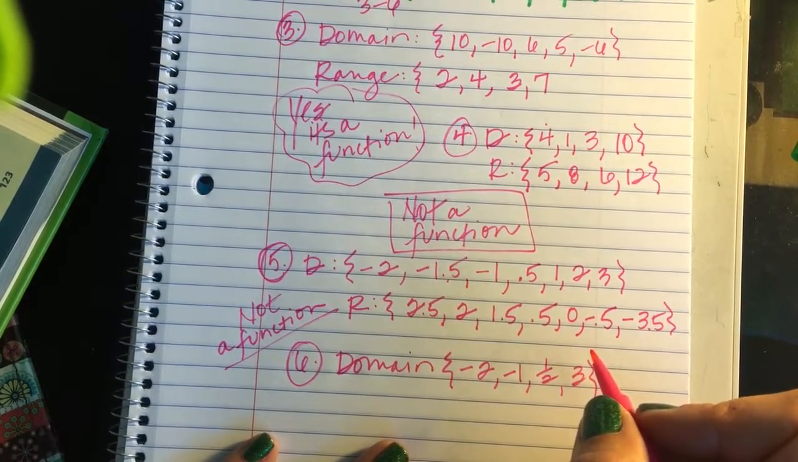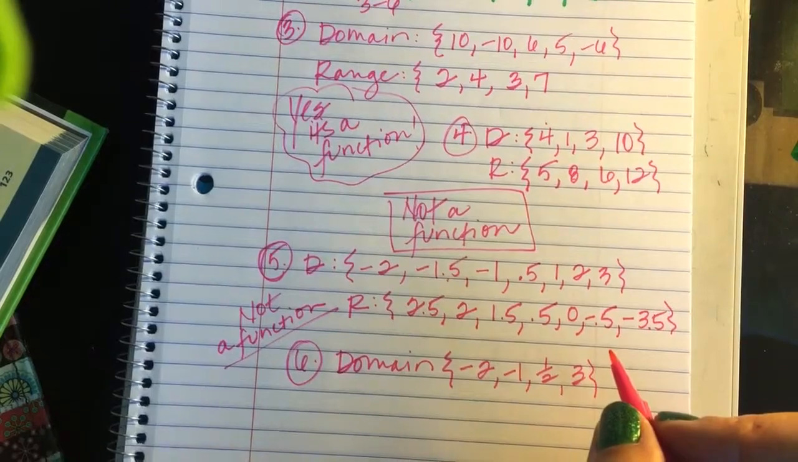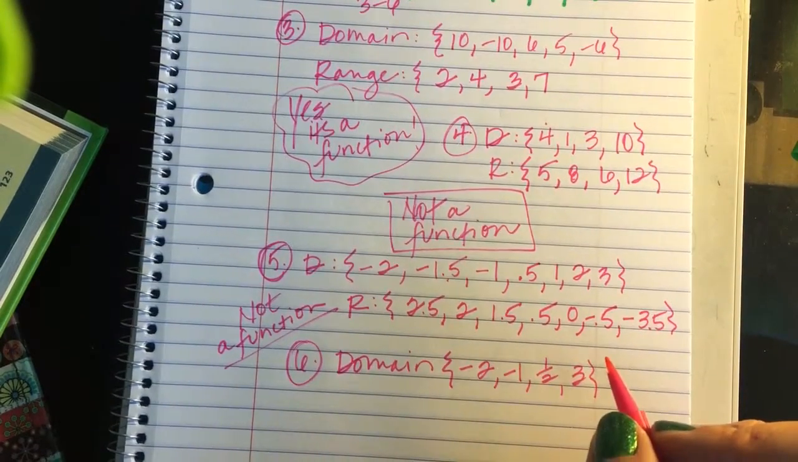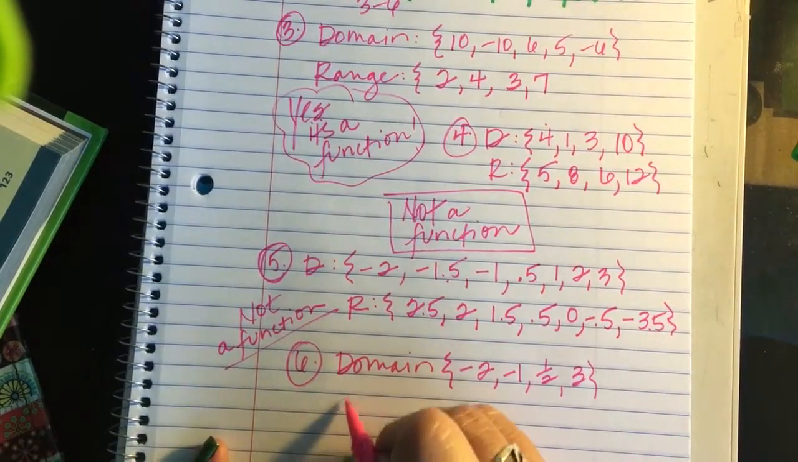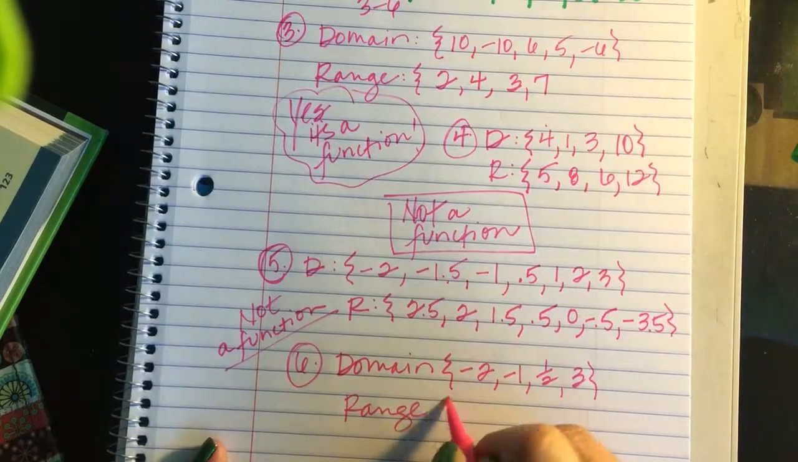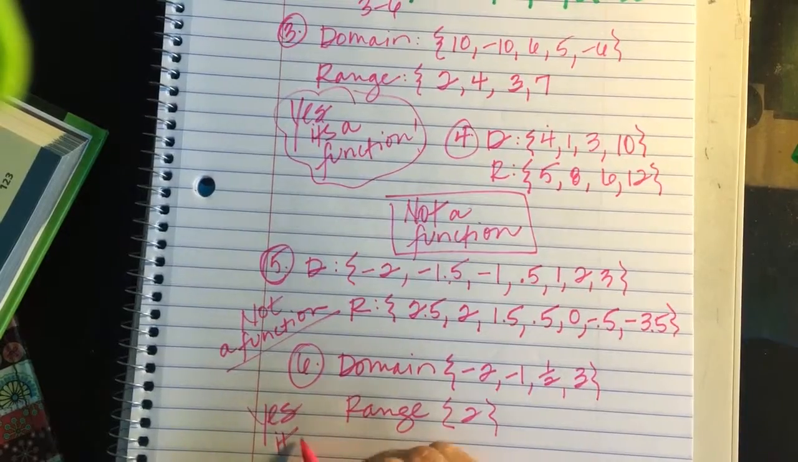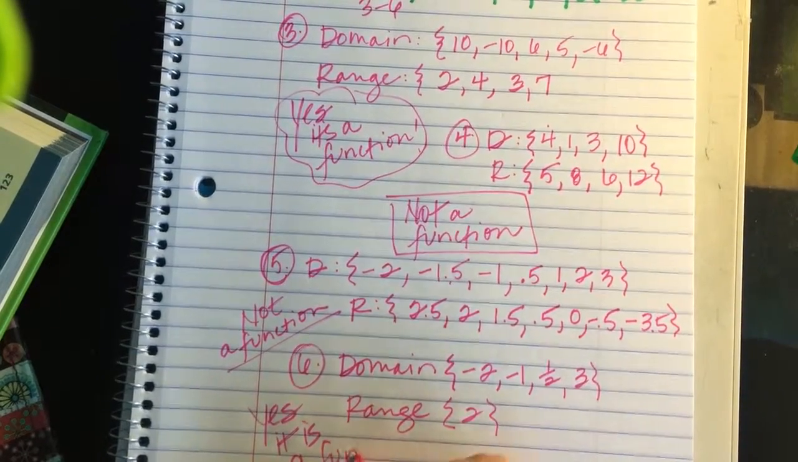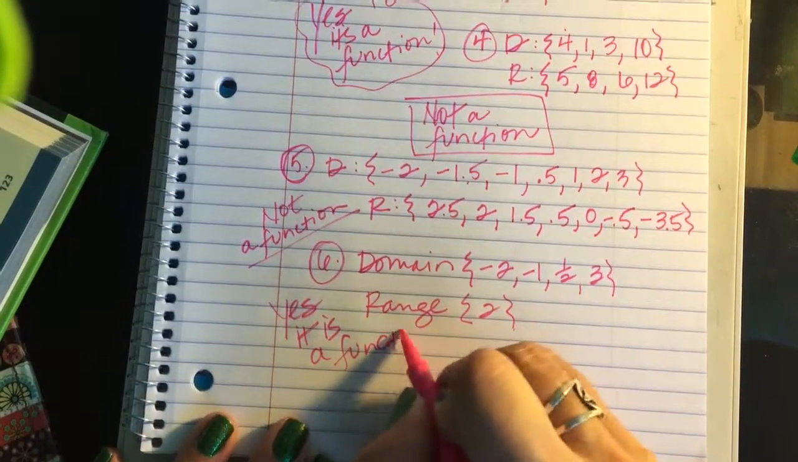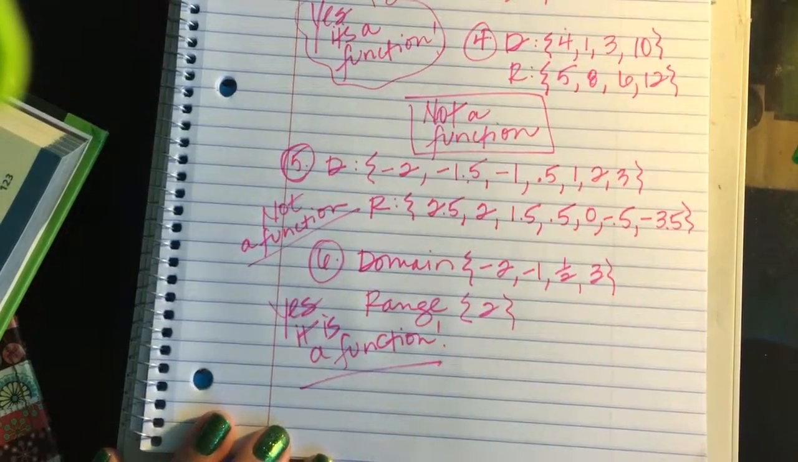Every value in the domain has the exact same y value. This would actually be a horizontal line. The range is going to be that y value they have in common, and yes, it's a function. If I were to plot this on a coordinate plane, it would actually be a horizontal line, and that would pass the vertical line test.